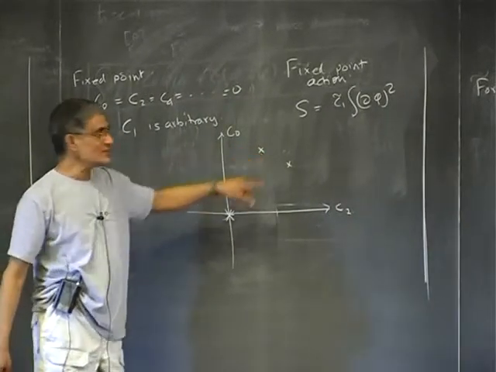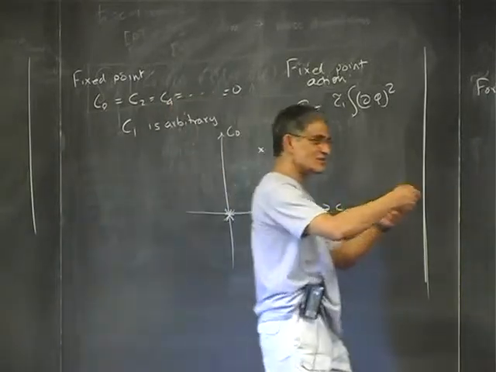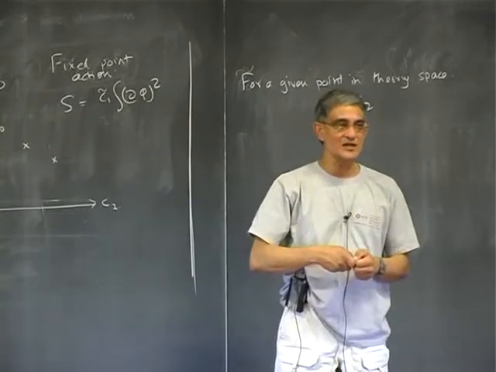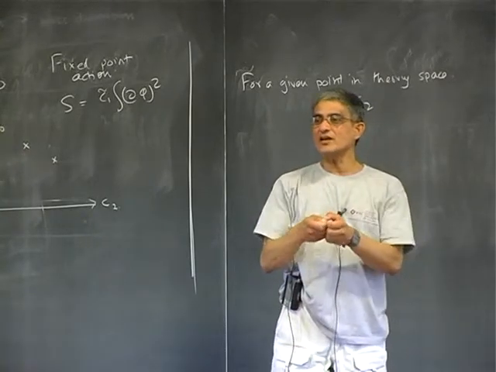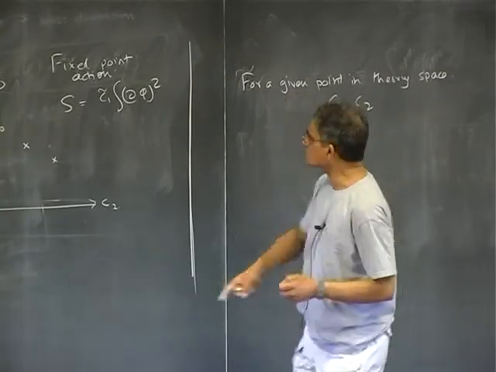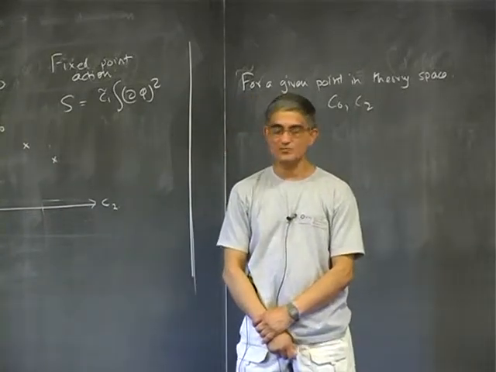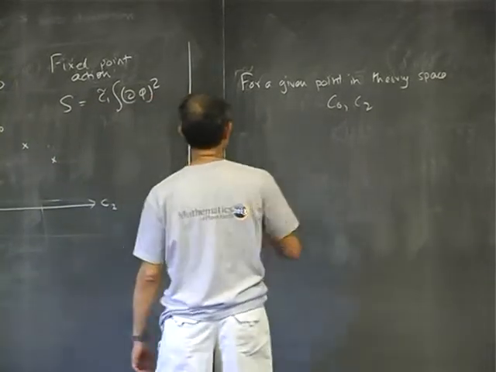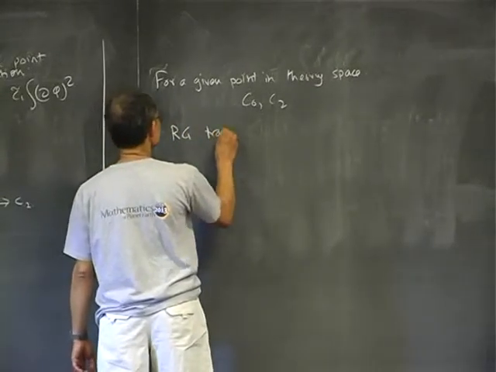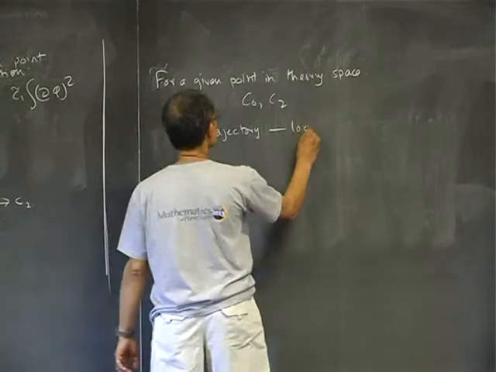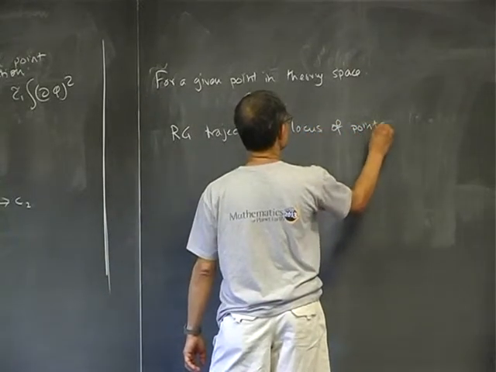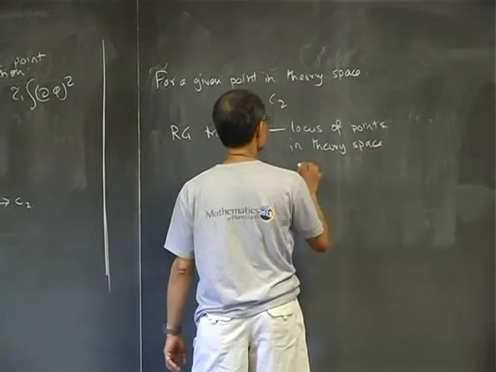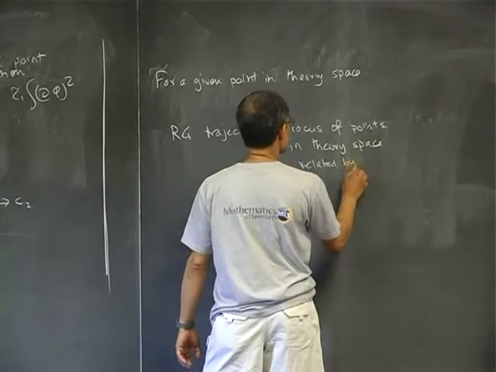Okay? And you can imagine I did a discrete transformation of the lattice spacing going to b times the lattice spacing. b was a number bigger than 1. But I can imagine taking b to be a number very, very close to 1, but still bigger than 1, in which case this will be an infinitesimal transformation. That's what we call an infinitesimal renormalization group transformation. So the RG trajectory is the locus of points in theory space which are related by your RG transformation.